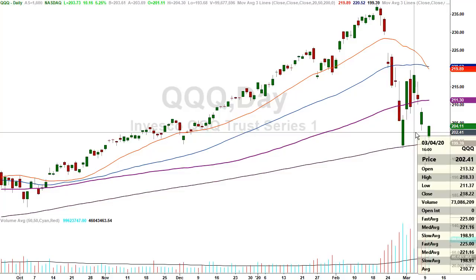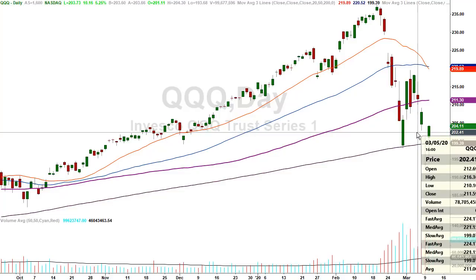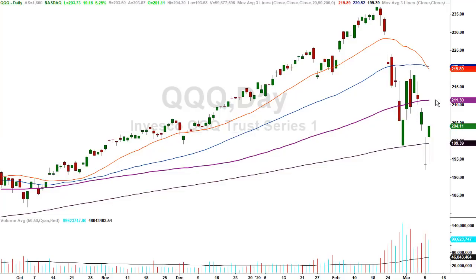Look for the Qs to get up to about 210. This is a gap right here, comes in at 211.59. There's a 100 period moving average just above 211. Somewhere in that zone should be overhead resistance. Doesn't mean they can't go higher later, but that would just be somewhat of a way station.